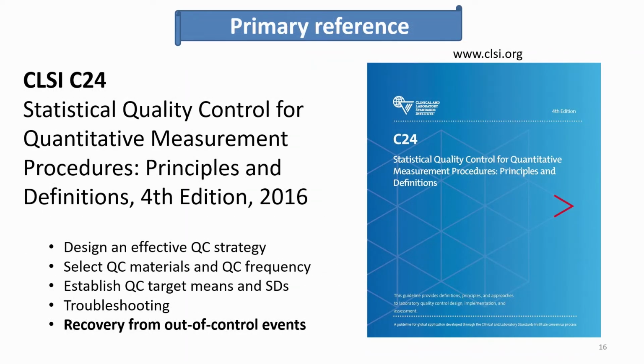The primary reference we'll use for the presentation is CLSI C24, Statistical Quality Control for Quantitative Measurement Procedures. This document has a number of recommendations for designing an effective QC strategy, for selecting appropriate QC materials and QC frequency for your laboratory, for establishing QC target means and target standard deviations, for troubleshooting QC failures, and also how to recover from an out-of-control event.